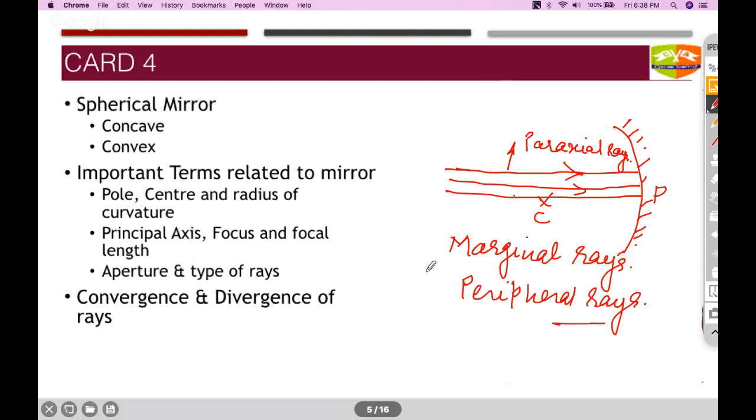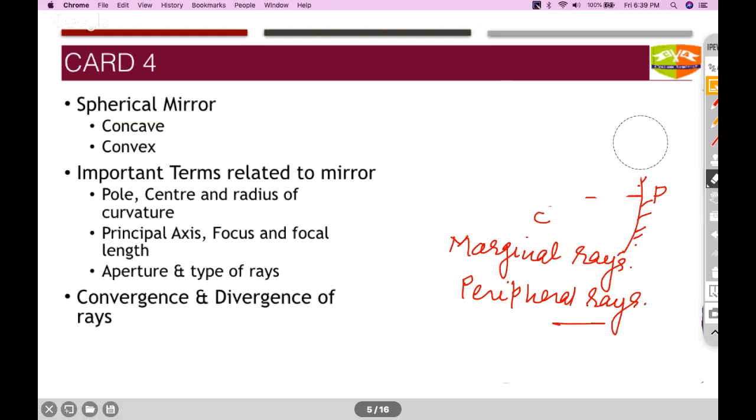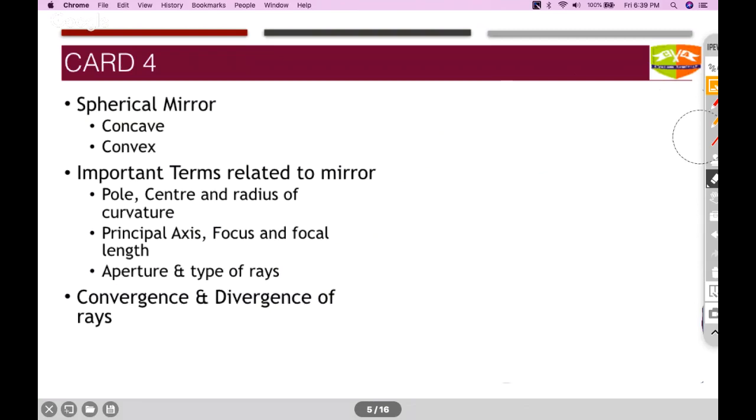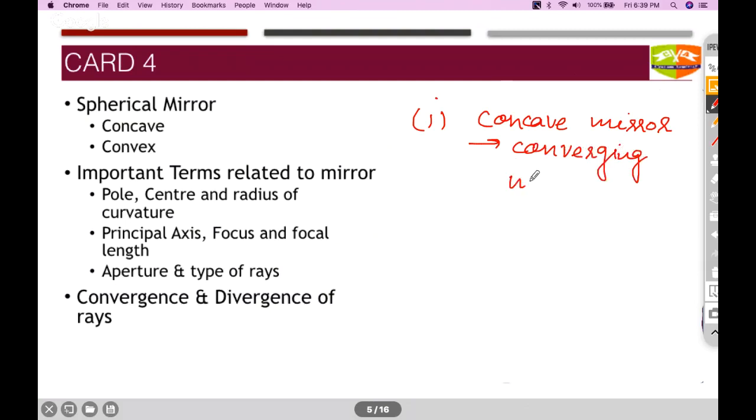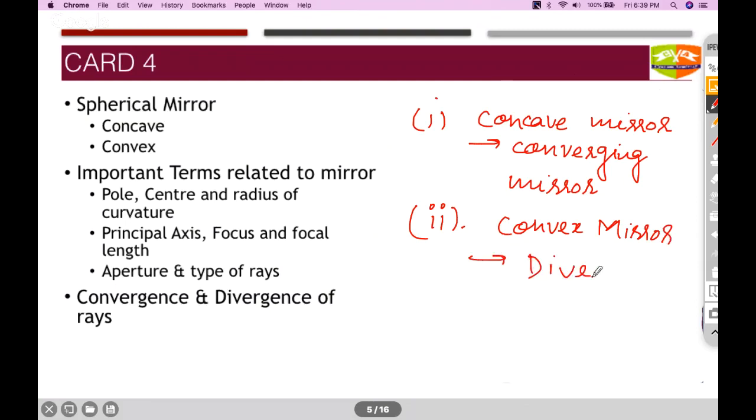Now, what do we mean by convergence and divergence of rays? To understand this, we need to understand how convergence and divergence happen. A concave mirror is also called a converging mirror, and a convex mirror is also known as a diverging mirror. Now, why is it like this?